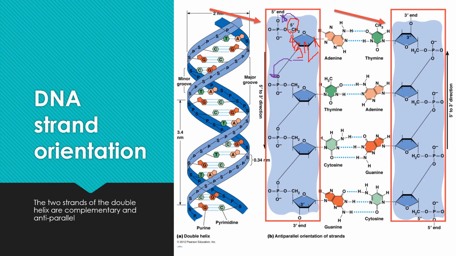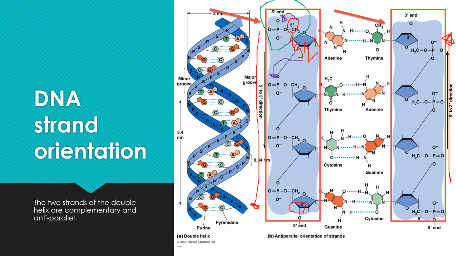But at the other end, the third carbon is free. It doesn't have another nucleotide in this part of the structure. This is very important to understand the orientation, because this line runs in this way and the other runs in the opposite way. So always the beginning of the strand is going to be the 5'. Always the beginning of the nucleotide is going to be the 5' end.